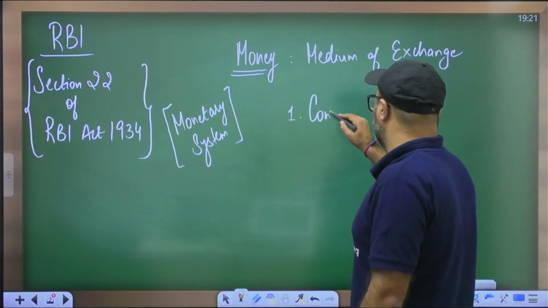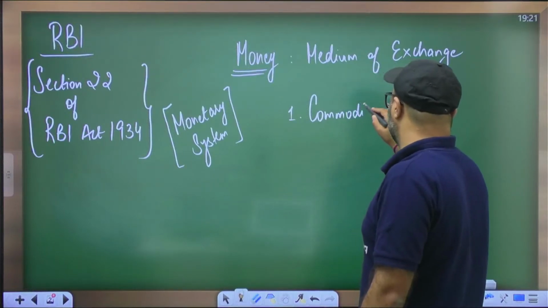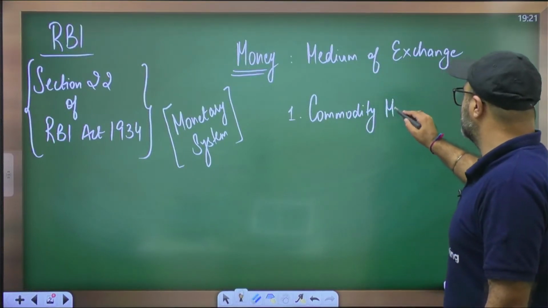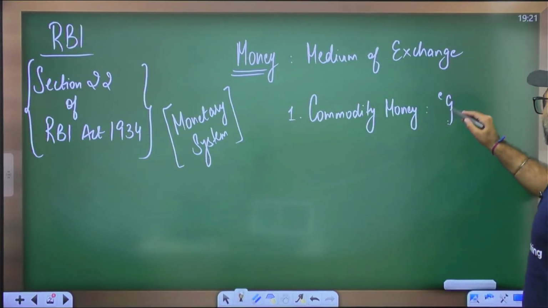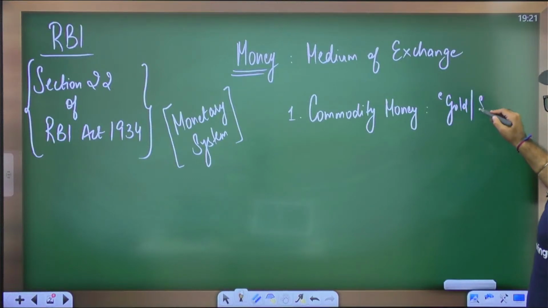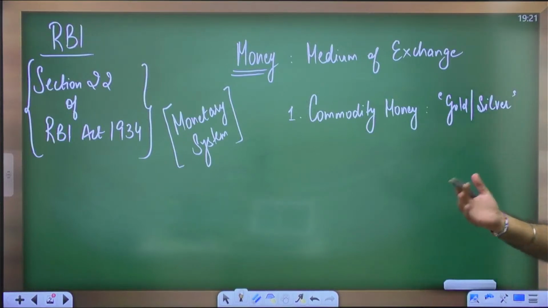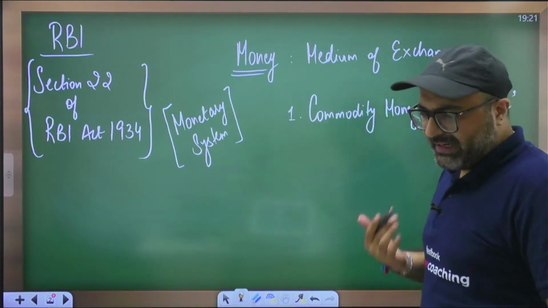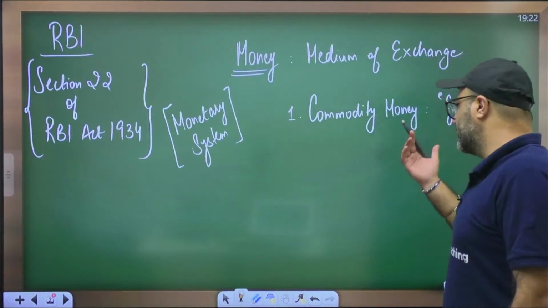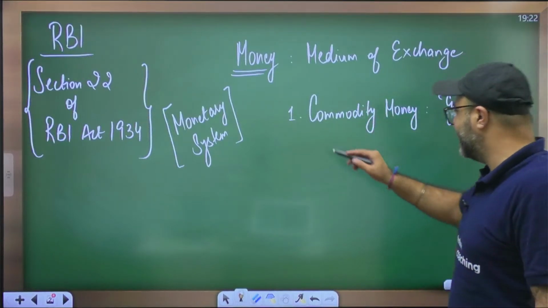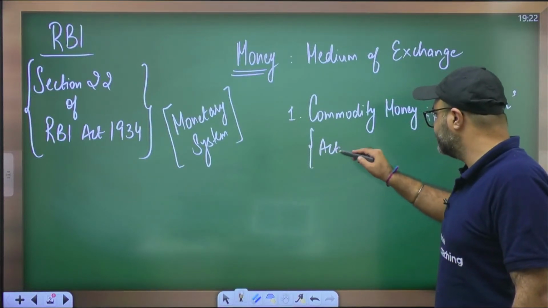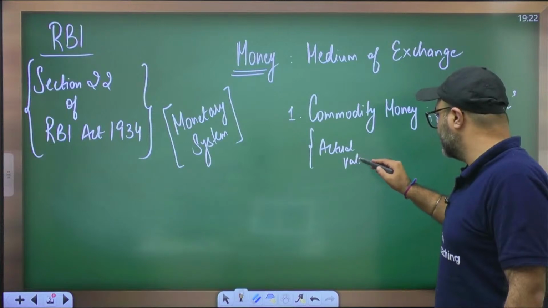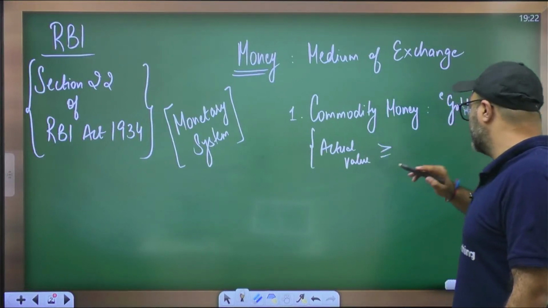The first form of money which came into existence was commodity money. So what is commodity money? Commodity money basically means when one of the commodities is used as a common medium of exchange. For example, gold, which is a commodity itself, or silver. When gold and silver coins were introduced and given the title of the common medium of exchange, the term was commodity money. But the best part here is, in case of commodity money, the actual value was greater than or equal to its face value.